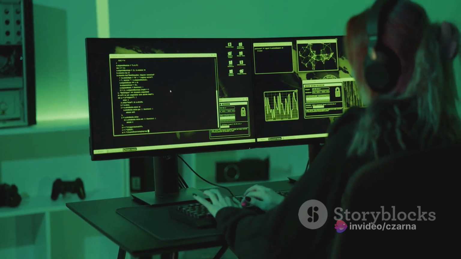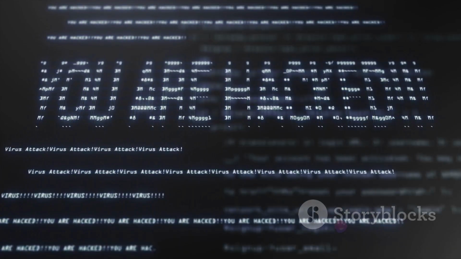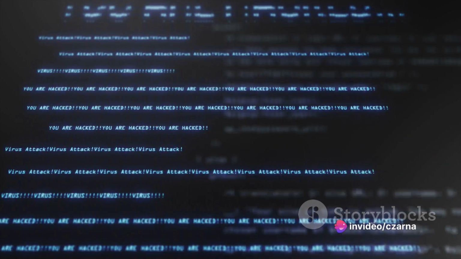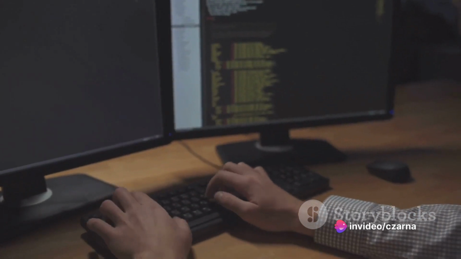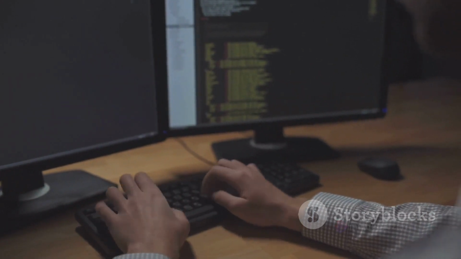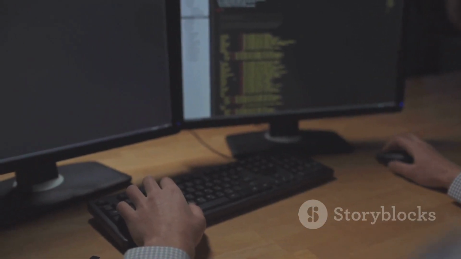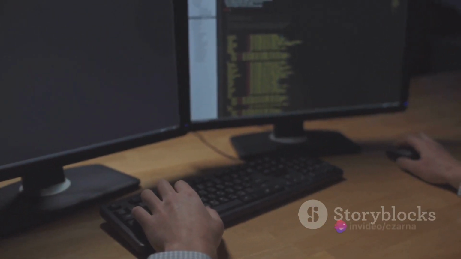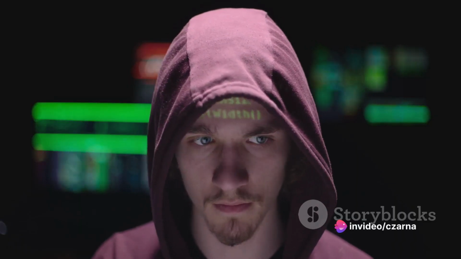Next in line is Hydra. Commonly known as THC Hydra, this tool is renowned for its swift performance. It can conduct rapid dictionary attacks against more than 50 protocols, including Telnet, FTP, HTTP, HTTPS, and more. Its ability to simultaneously attack multiple services and devices makes it a formidable tool in the hands of a pen tester.